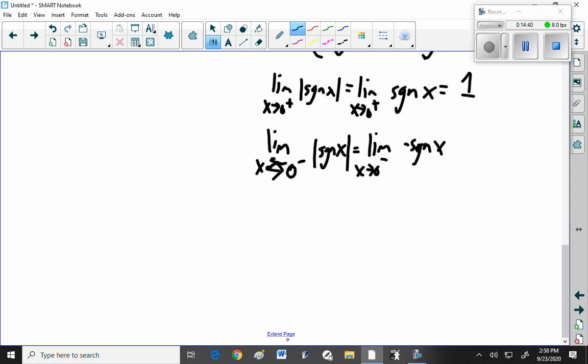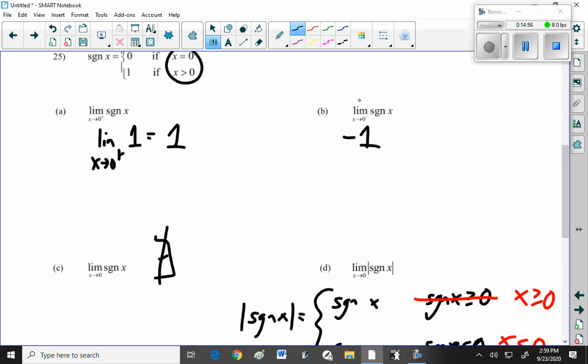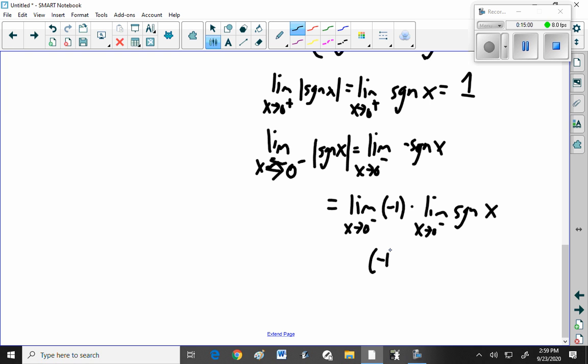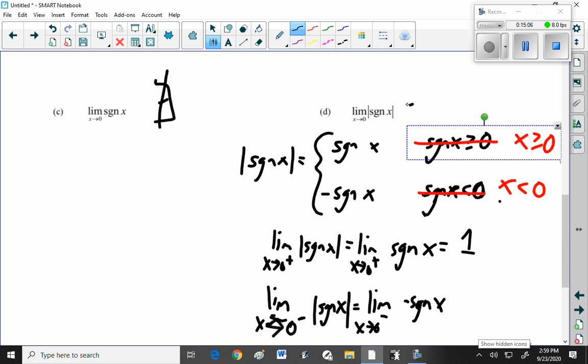And negative sine x can be written as the limit as x approaches 0 from the left of negative 1 times the limit as x approaches 0 from the left of sine x. As I approach x from the left of sine x, right here I have -1, but this first limit is also -1, so the whole thing is 1. So the left and right-hand limits are equal, so this limit actually equals +1.